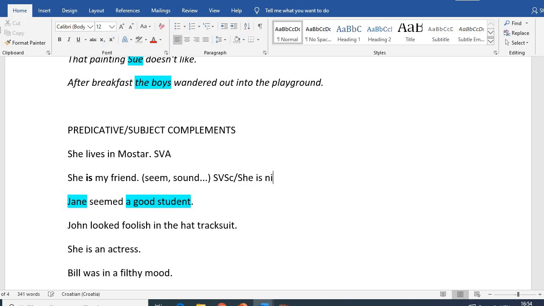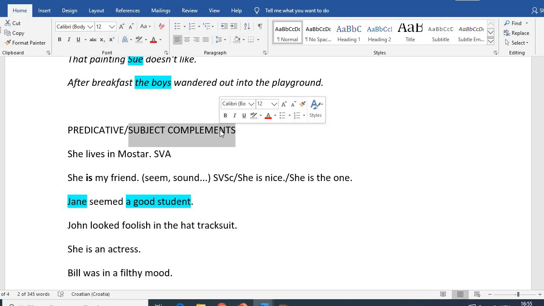It could also be she is nice, or she is the one, or she is the second. So it can be a noun phrase, it can be an adjective, a pronoun, a number, or so. All of these are not typical word classes that you can find together with a verb, but if they function as subject complement, you can expect nominal categories in this position in a sentence.